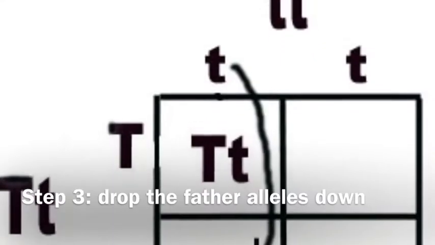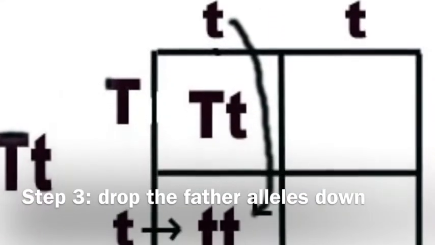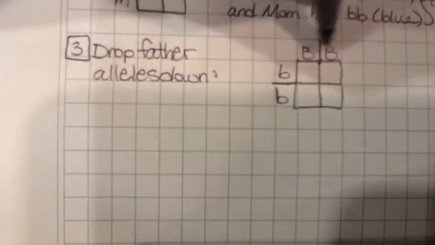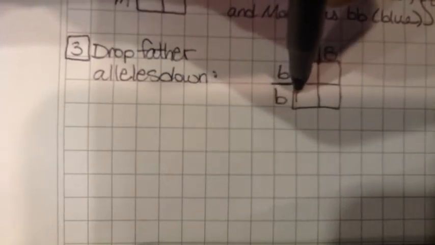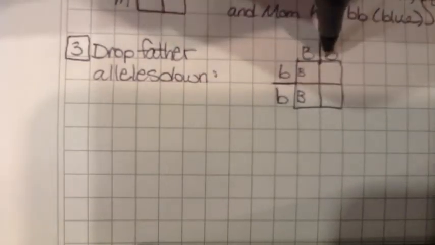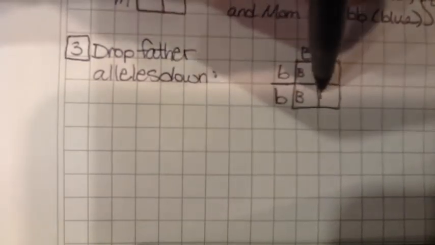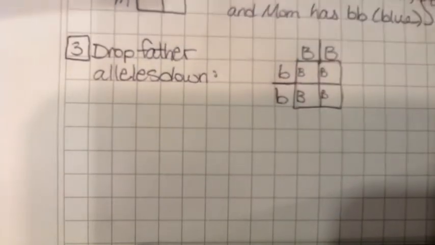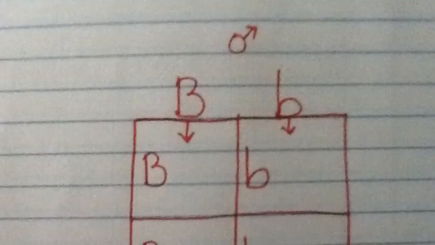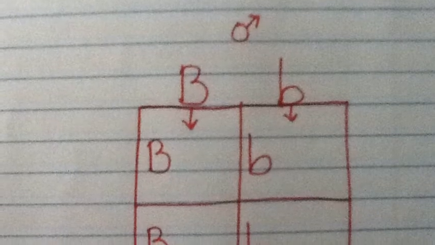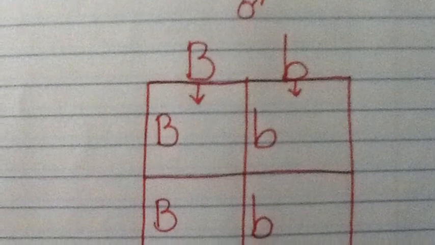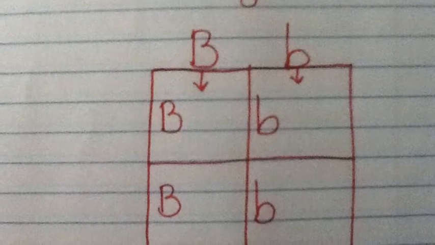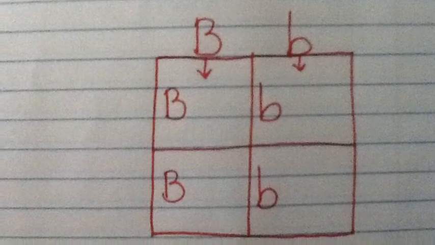The third step is to drop the father alleles down into each of the 2 boxes under the column that the alleles are sitting on top of. So if you have a father with genotype capital B, each of the 4 boxes below will get a capital B. But if you have a father genotype capital B, lowercase b, the 2 left boxes will have capital B's in them, and the 2 right boxes will have lowercase b's in them.